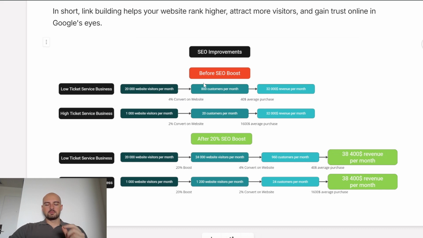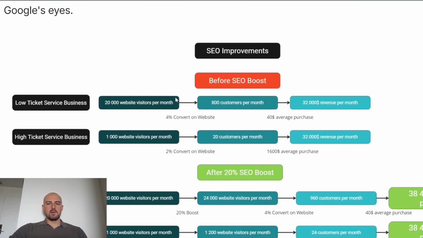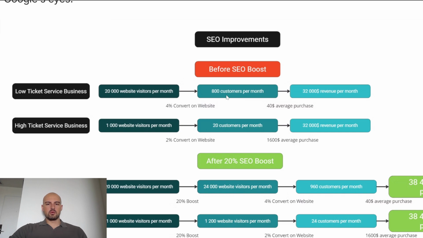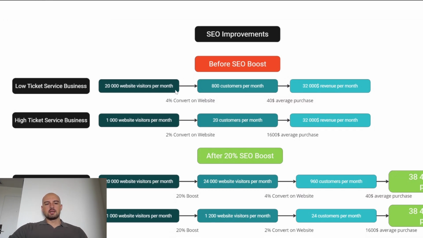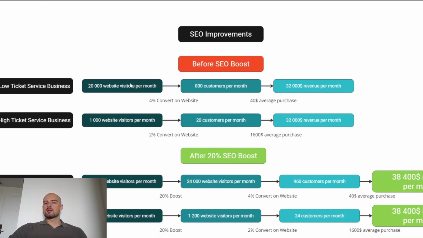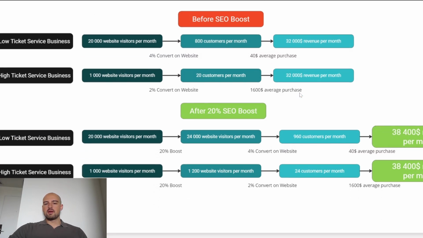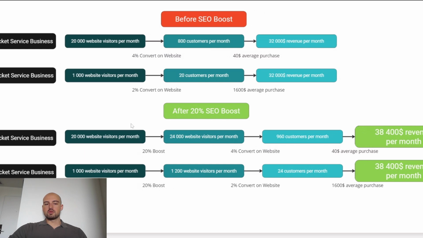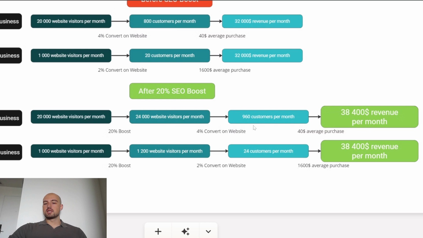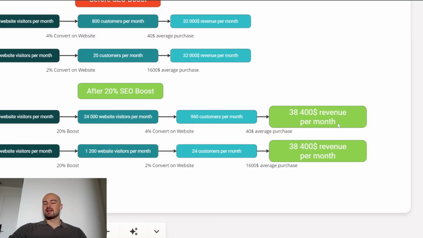So if you could calculate, before your SEO boost, before you're doing link building SEO, let's say you have a low ticket service business, you have 20,000 visitors a month to your website, or 20,000 a year, whatever it may be. You're getting 800 customers a month, and you're making $32,000 revenue. But if you have a 20% boost in visitors per month, so you're going from 20,000 to 24,000 because of these link building strategies, and your conversion rate stays the same and everything else stays the same, now you're getting 960 customers a month, and now you're making $38,000 in revenue.